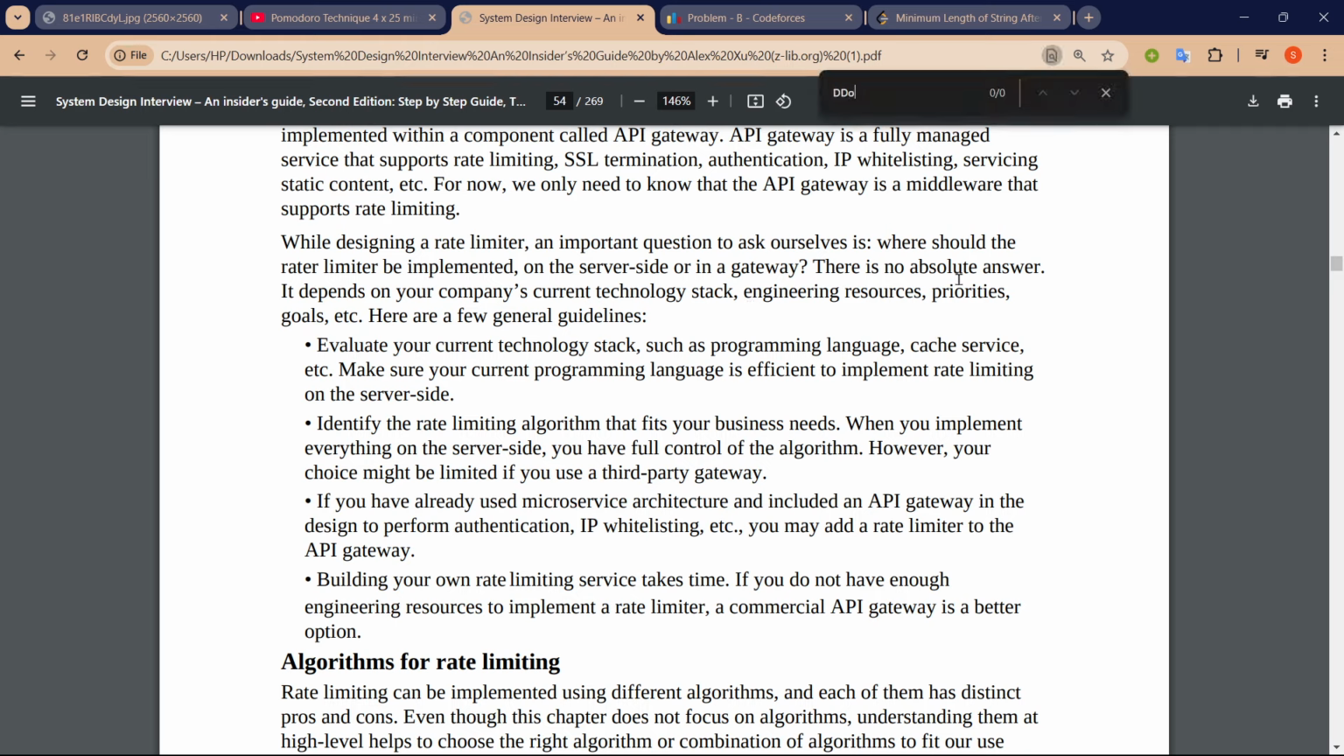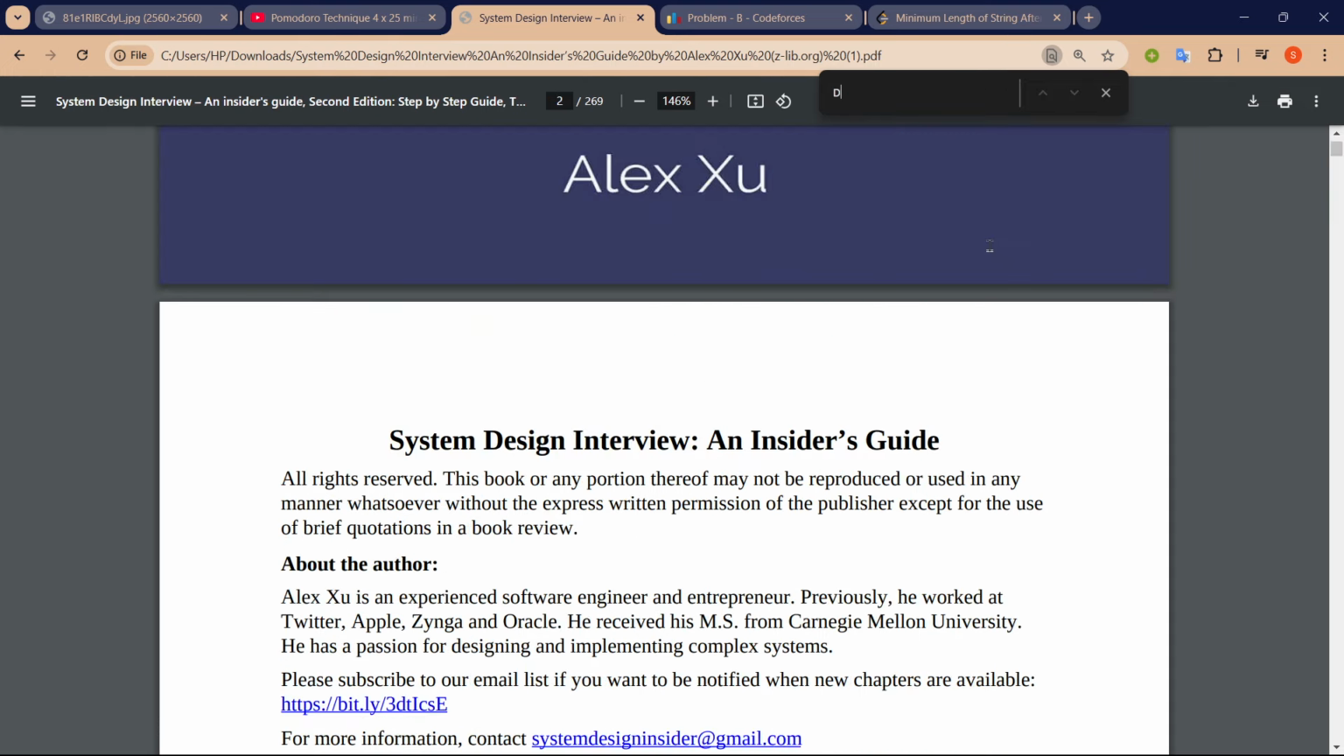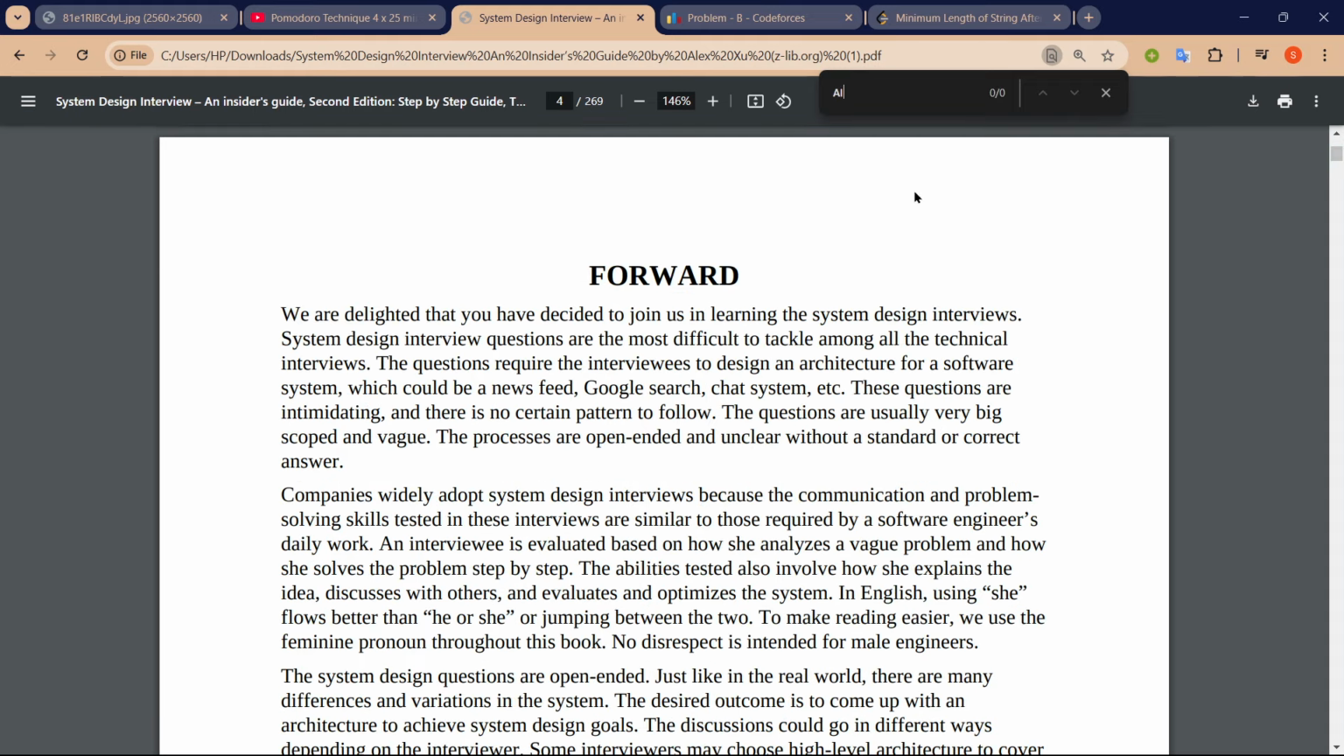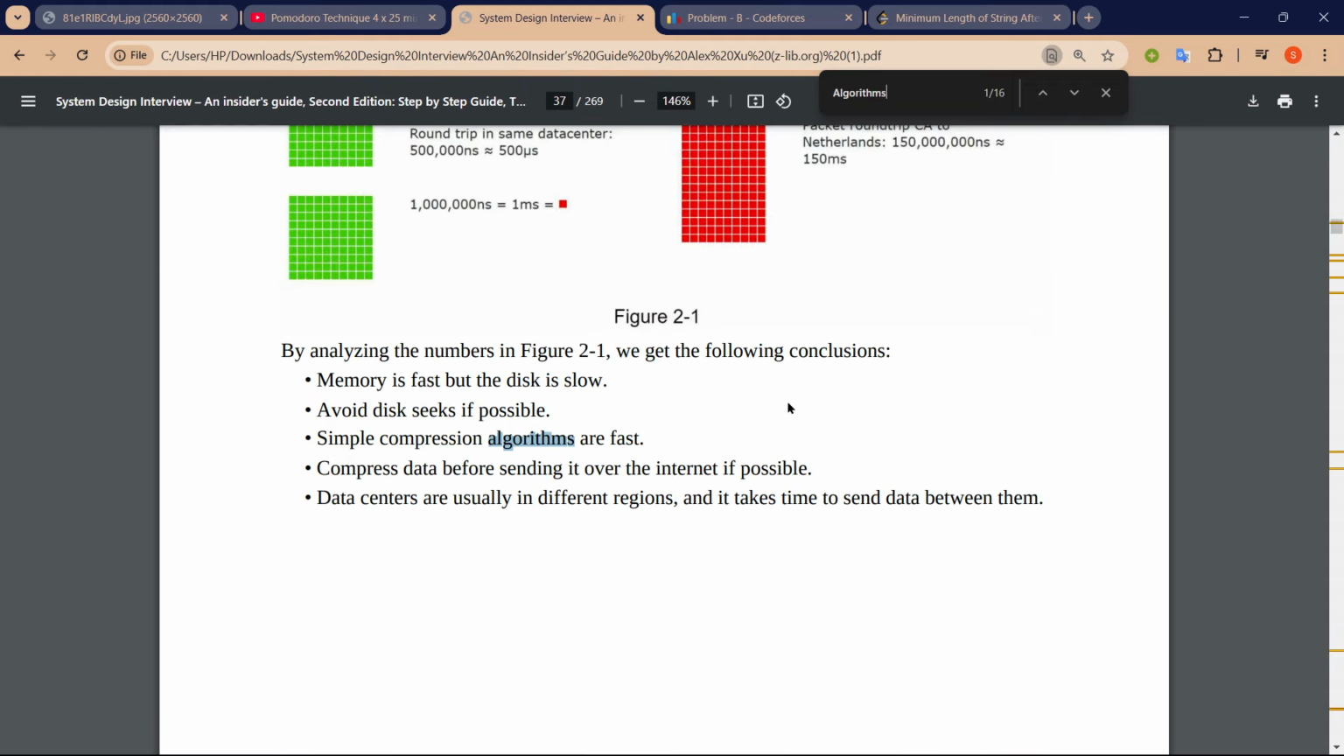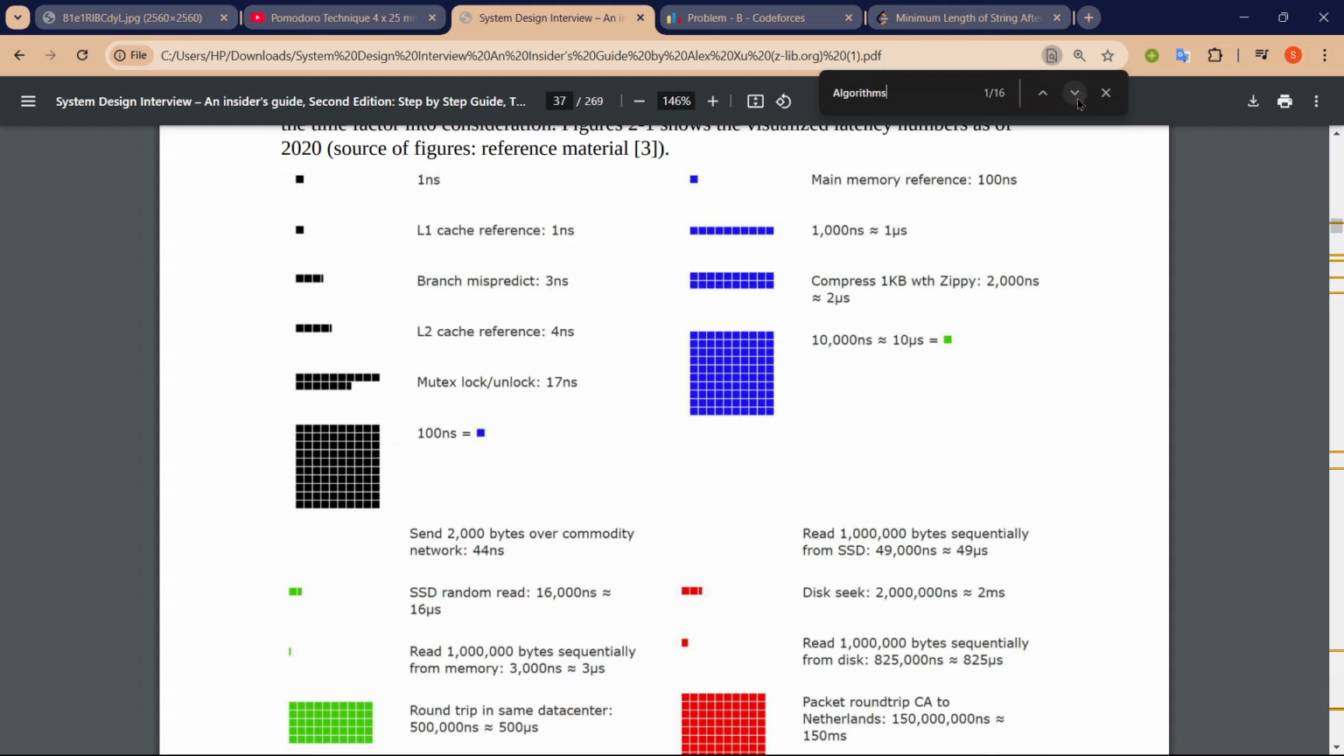DDoS. Okay man, DDoS, DDoS. What? Yeah, I'll just do algorithms for rate limiting.